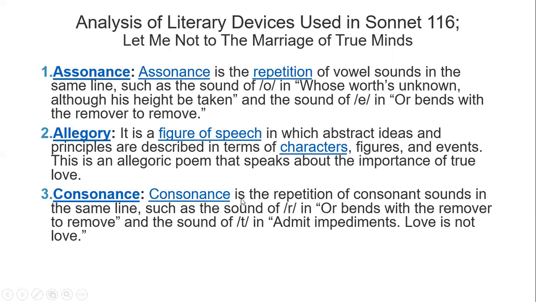Consonance is another device. If you focus on it carefully, it comes from consonants. This is the repetition of consonant sounds in the same line, such as the sound of R in "or bends with the remover to remove," and the sound of T in "admit impediments. Love is not love," t, t, t. "Admit impediments," t, t, t. So consonance is all about consonant sounds, and in Sonnet 116, the R sound and the T sound are the examples. Here we go.